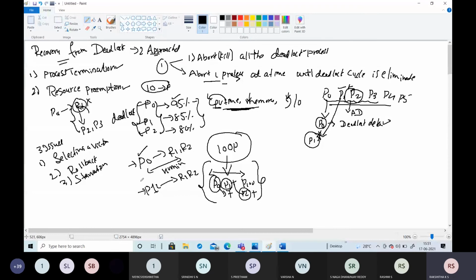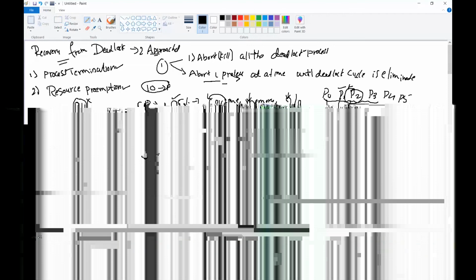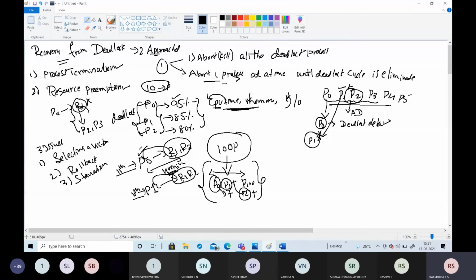Both P0 and P1 arrived at the 11th minute. P0 arrived into memory at the 11th minute and P1 also arrived at the 11th minute for execution. But R1 and R2 were first allocated to P0. So P1 has to wait for 40 minutes, until P0's work has completed and it releases the resources. So we have to do the preemption, forcefully removing all the resources from the system. That particular problem we call starvation.